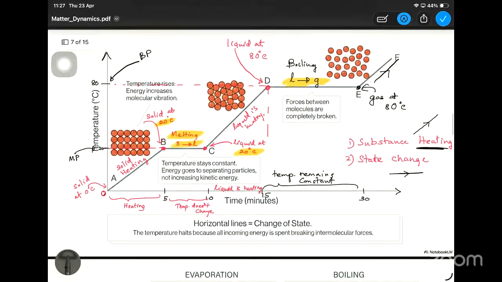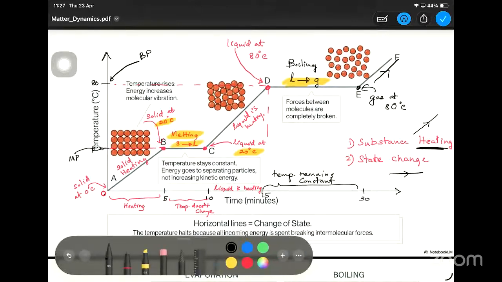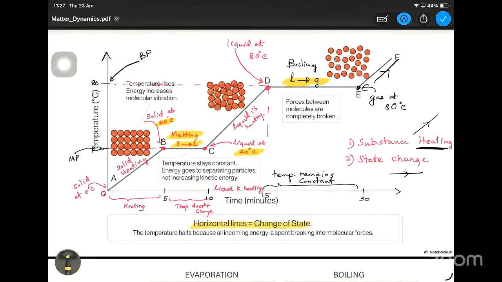So here it says the horizontal lines give us the change of state, right? Which means the temperature holds because all the incoming energy is spent in breaking the intermolecular forces. So remember these points. This is a pretty good theory question, okay?